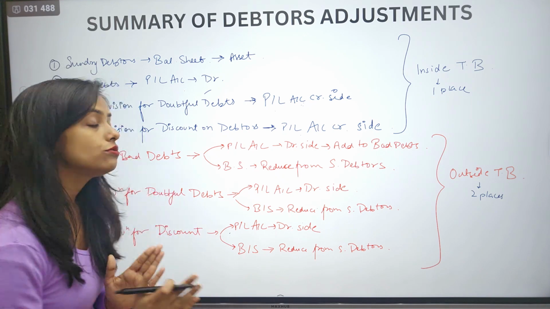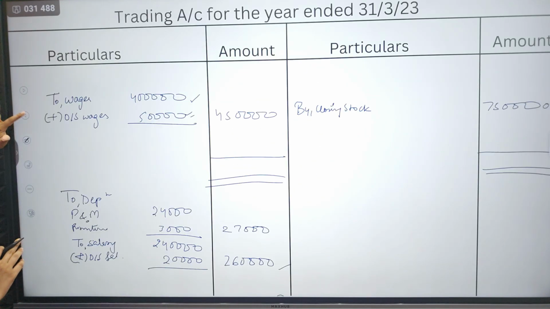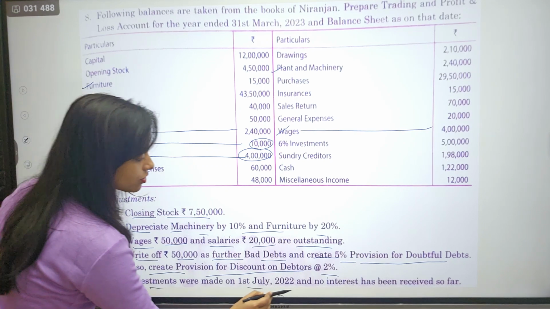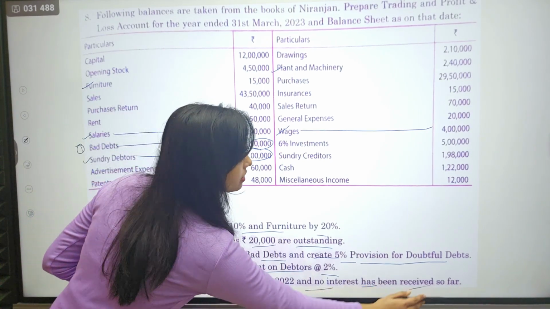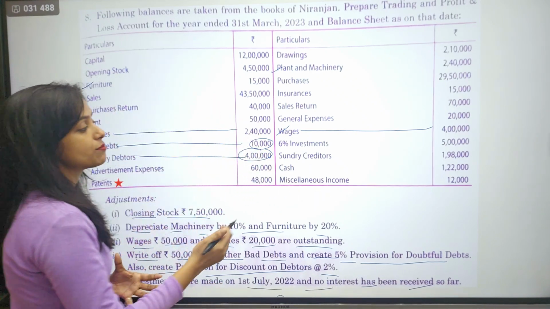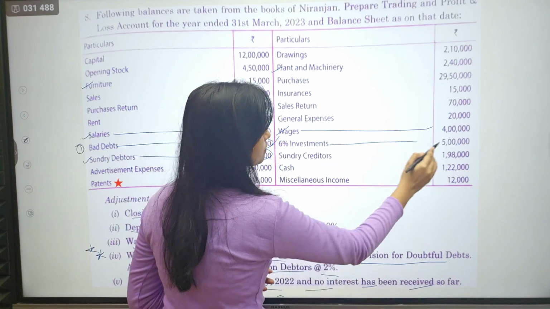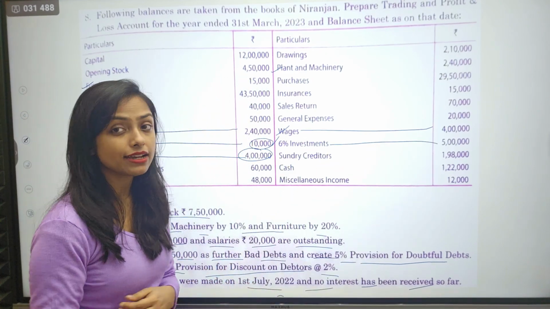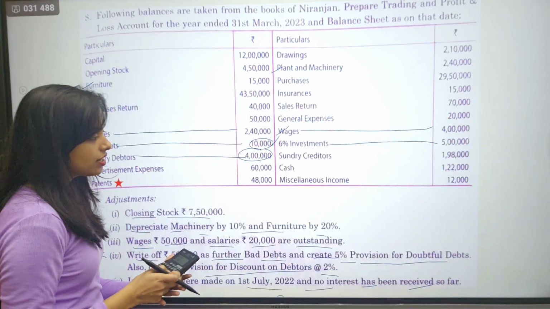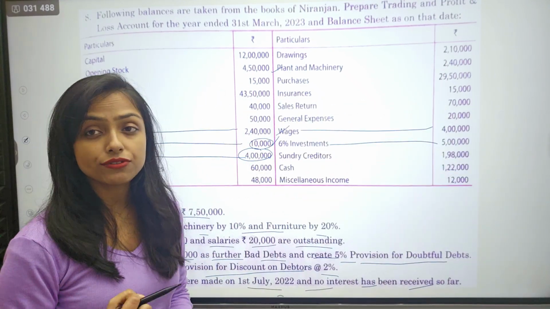Now we are going to continue our question. One final adjustment was left. Investments were made on 1st July 2022 and no interest has been received so far. Find out where we have made an investment. We have 6% investments, 5 lakh rupees of investments we have made, but we have not received any interest on that. Let's calculate how much interest we should have received.